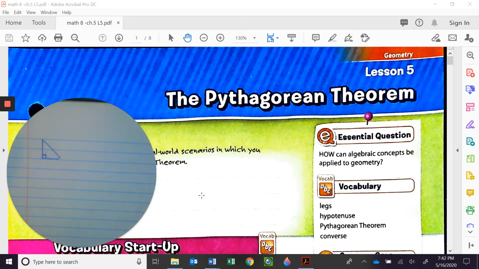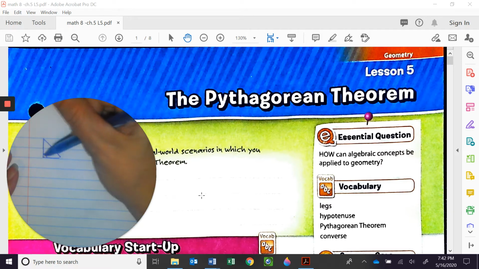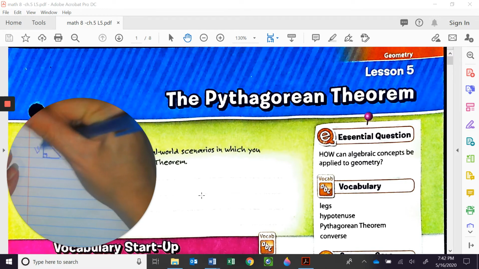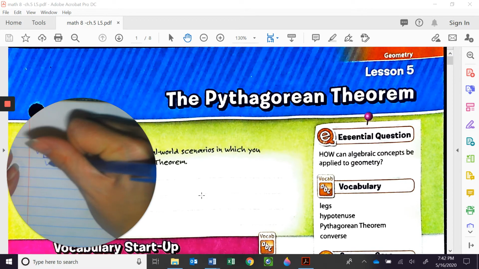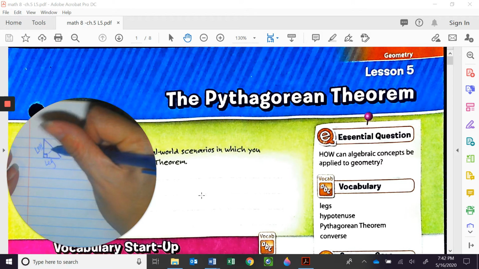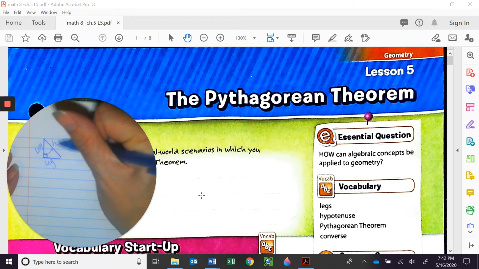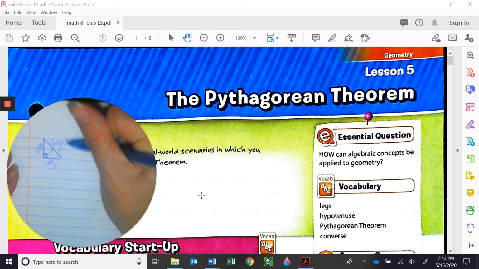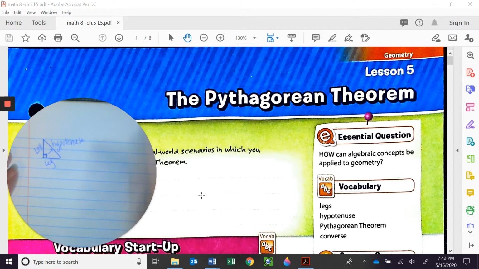Now, some vocabulary that you need to know is that the two sides bordering the 90-degree angle are called legs. And the side that's opposite of the 90-degree angle, we call that the hypotenuse. It's important to remember those.